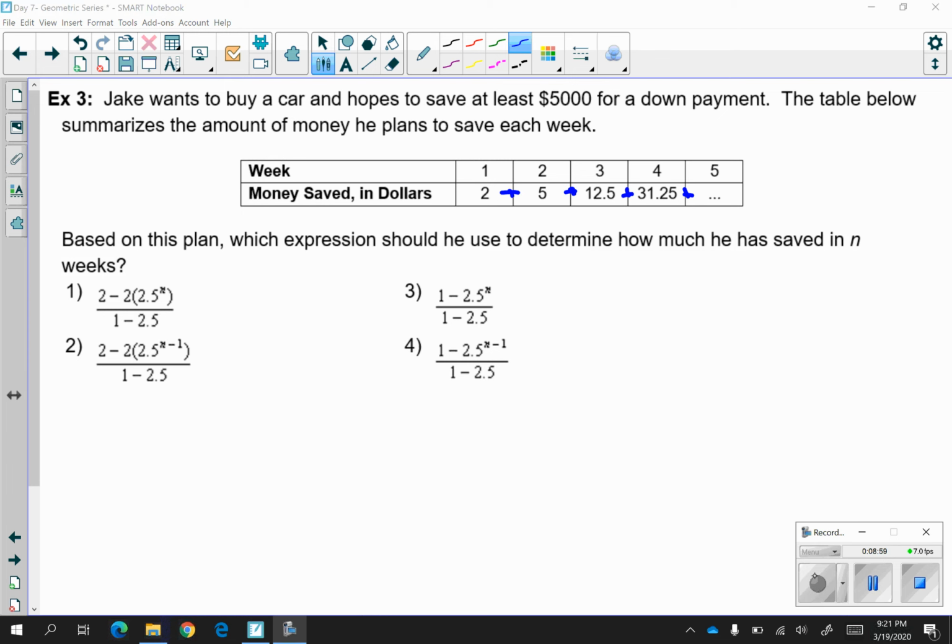Just looking at all of these without looking at the actual numbers, looking at your answers. Some of these already seem off, right? Because if you look at the exponents, some have an exponent of n and others have an exponent of n minus 1. And you should know for this formula, if you look on your reference sheet, you want just an exponent of n. So cross out the ones with the n minus 1s.